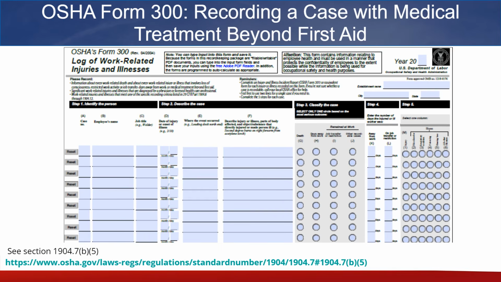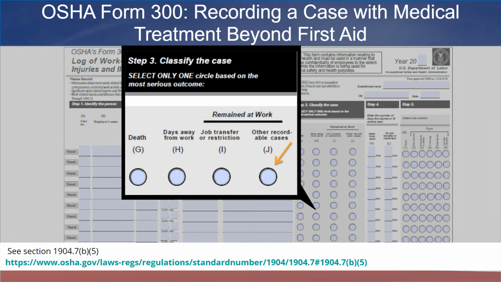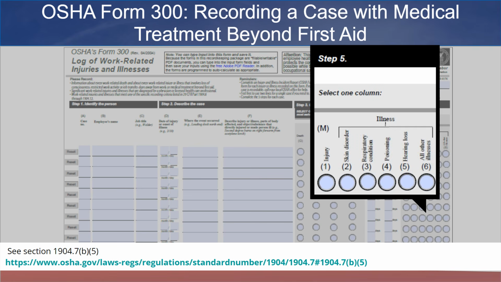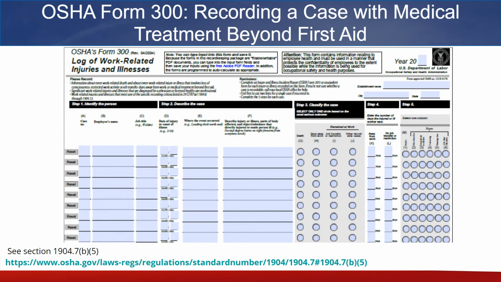For cases that involve medical treatment beyond first aid, you must place a check mark on the OSHA Form 300 in column J, which is for other recordable cases. Then note in column M whether the case involves an injury or an illness. For OSHA record-keeping purposes, medical treatment is any treatment for an injury or illness except diagnostic procedures, observation and counseling, and first aid. First aid consists of 14 specific treatments listed in Section 1904.7(b)(5) of the regulatory text.